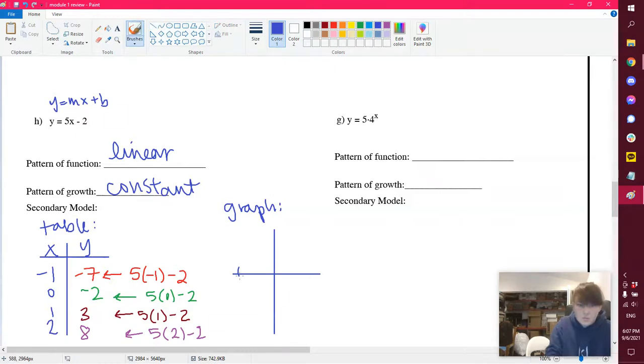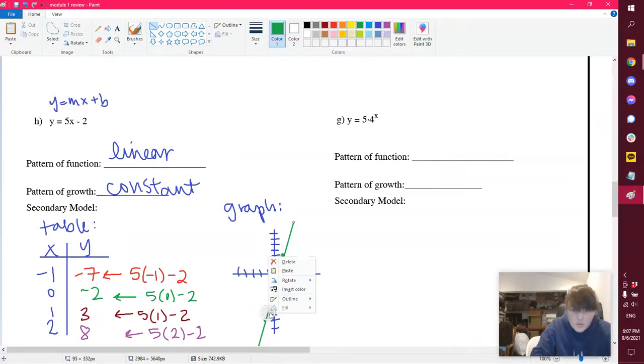Brushes, this 1, 2, 3, 4, 5, 1, 2, 3, 4, 5. Cool. We can start at -2 on the y-axis, because that's our y-intercept. And then we can do the slope 5. So we go up 5 over 1, down 5 to the left 1, and then we can just draw a line that goes through these points.